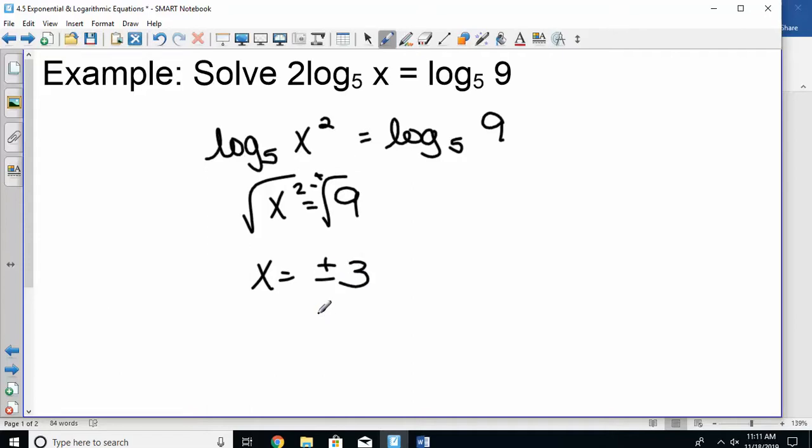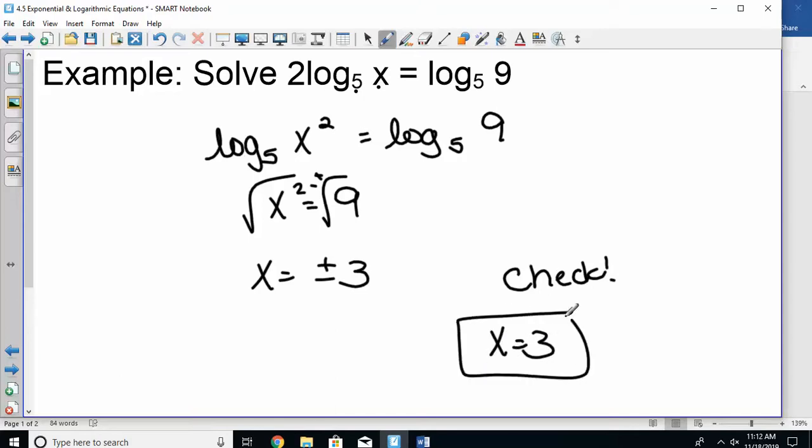Anybody see an issue with that solution? Why can't it be negative 3? Remember with logs, the base and the argument both have to be positive. So this cannot equal negative 3. Always check on these. So x equals 3 is our final answer. Which one's going to be negative? The base and the argument. So a log can equal a negative number, but the others have to be positive. Questions there?